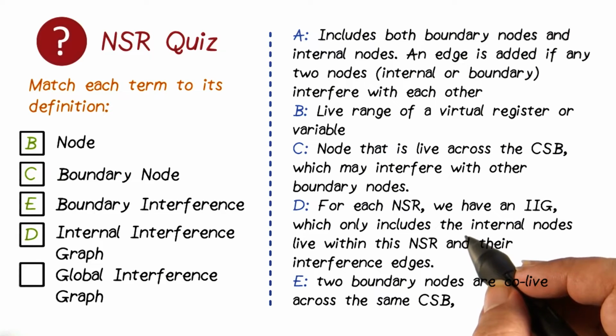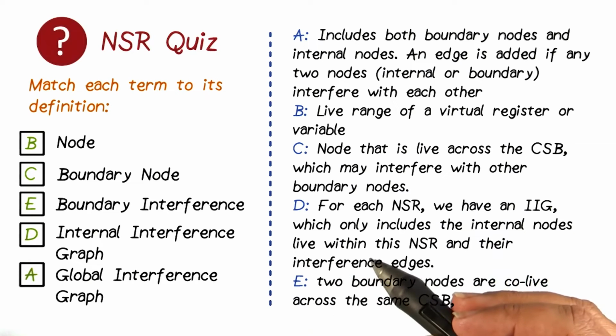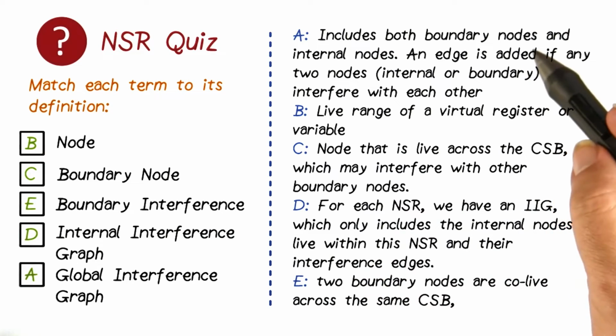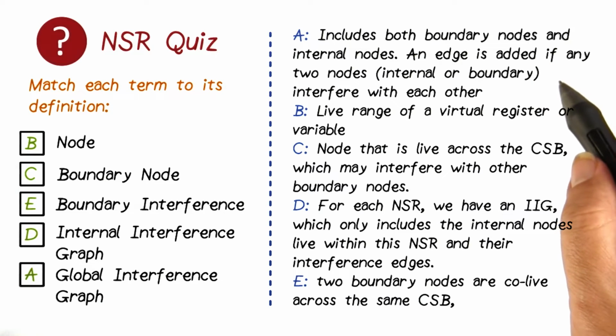In other words, this is a part of the interference graph which only shows the interference between the nodes which are completely internal to an NSR. And so finally, what is a global interference graph? The global interference graph, of course, shows both kinds of interferences: the interferences across the boundary regions or the boundary nodes, and the interferences between the two nodes which are completely within the NSR. And also the third type could be an interference between a range which is live across NSRs and the ones which are only live within an NSR.